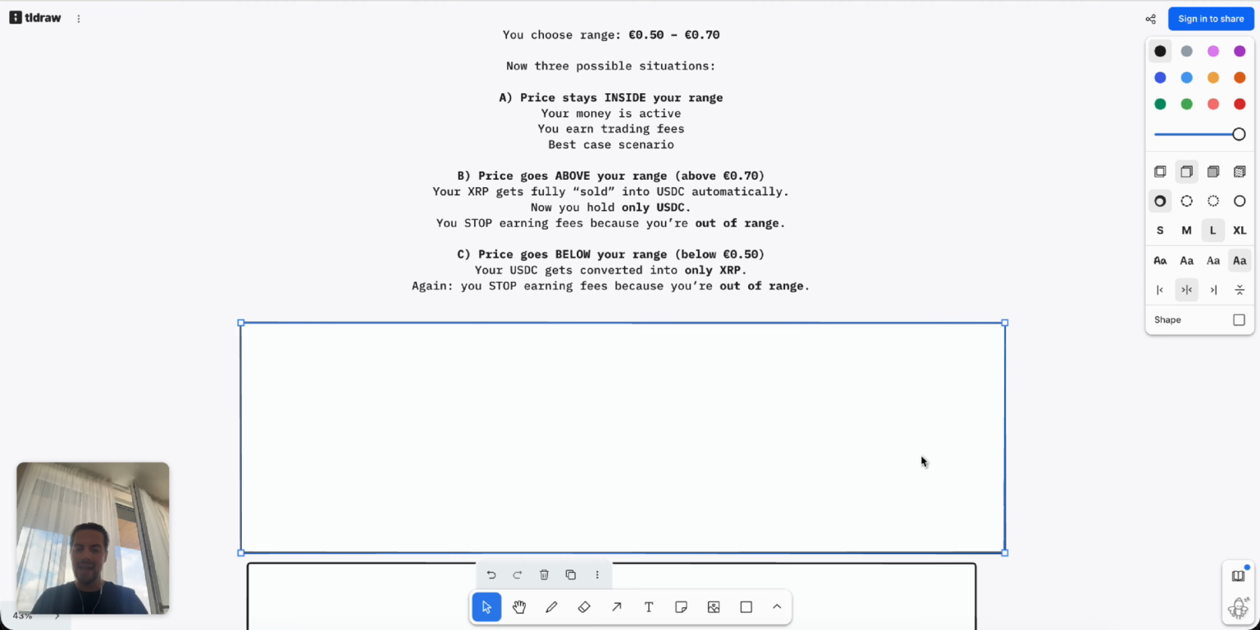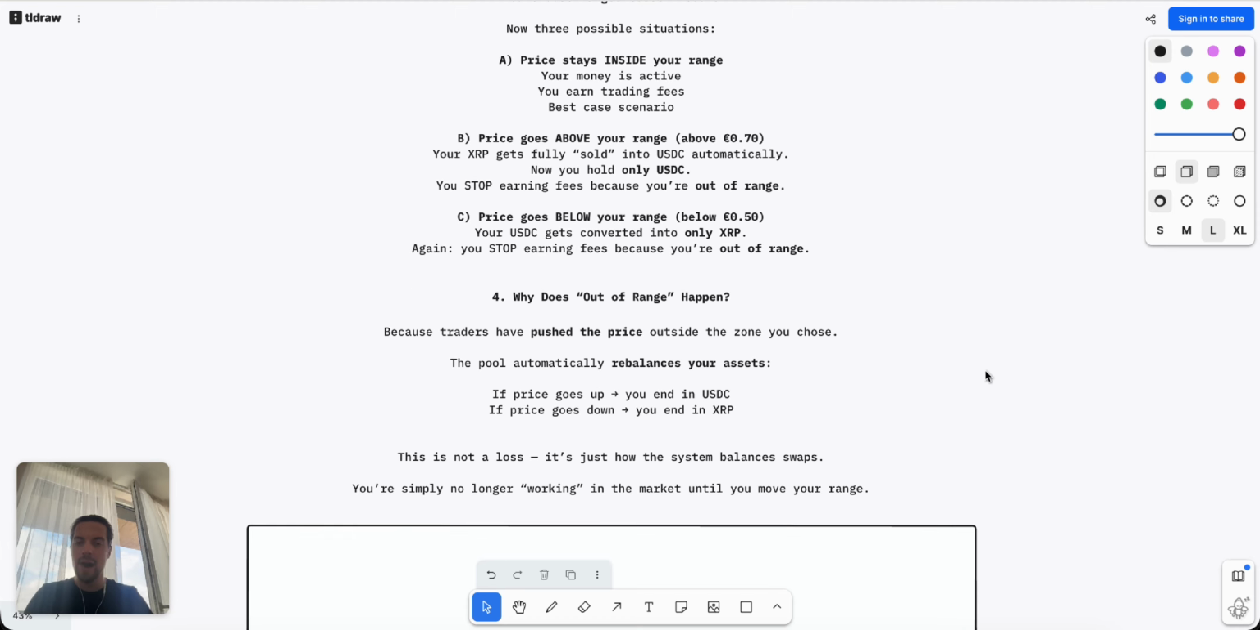Okay, now why does that conversion happen? Why does it move out of range? Because the traders have pushed the price outside the zone you chose. And the pool automatically rebalances your assets. So if the price goes up, the pool tends to get less of the asset and more stablecoin. So less XRP, more USDC. Because you provided the money within a specific range, your money is essentially moving only within this range. So if the price goes above the range you selected, you are converted fully into USDC.